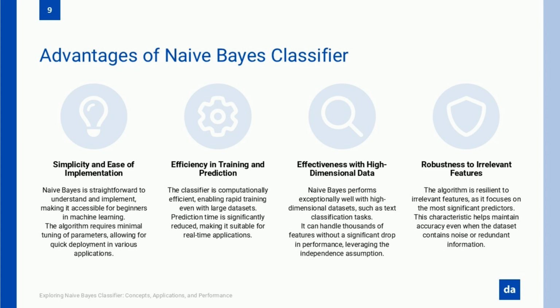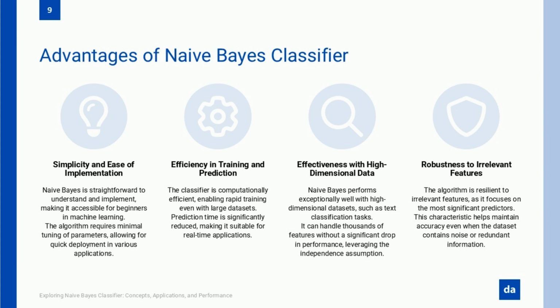Not every feature in a dataset is equally important. Some might even be completely irrelevant. Naive Bayes naturally filters out the noise by focusing on the most significant predictors. This characteristic allows it to maintain accuracy even when the data contains redundant or distracting information.